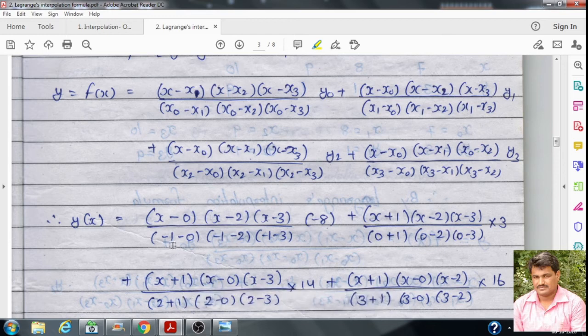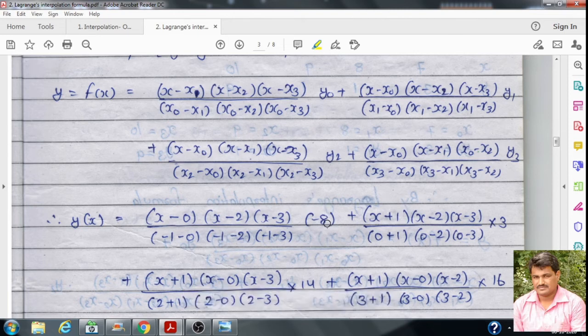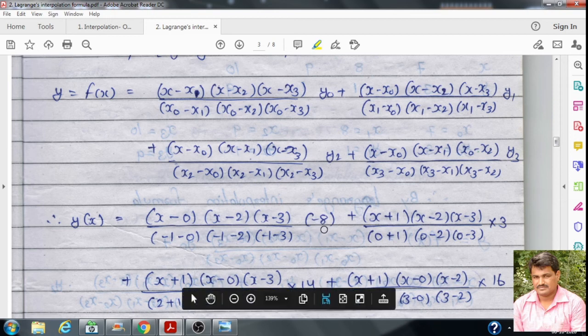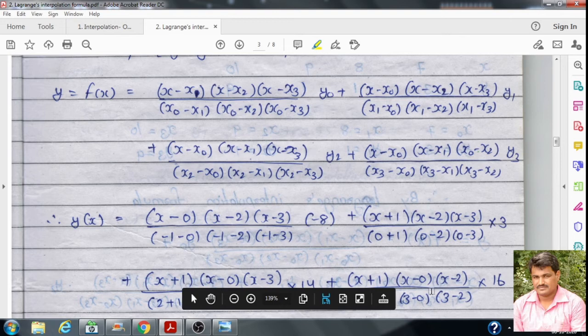What is the first point? X0 is given as -1, the second point is 0. Then x0 minus x2 means -1 minus 2, and so on, into y0. Y0 is equal to -8. By the observation, the denominator will be some constant. Also the multiplication by y0, y1 will be constant. Only simplify the numerator as a polynomial. Similarly, we simplify the second term, third term and fourth term.